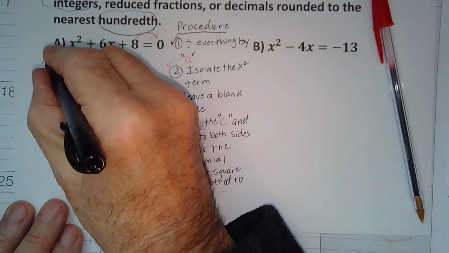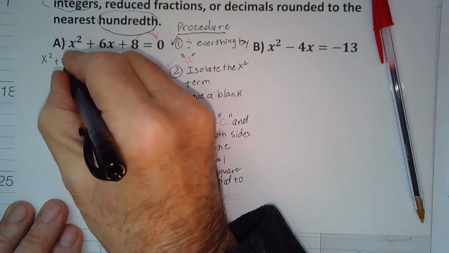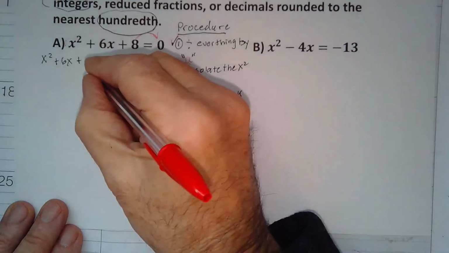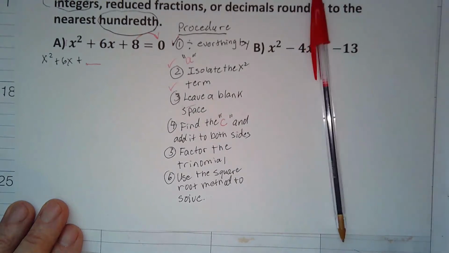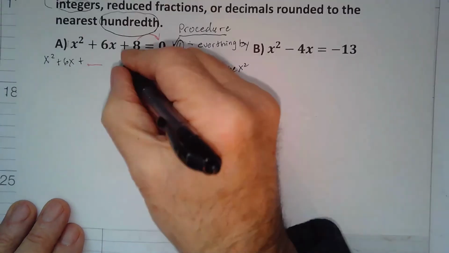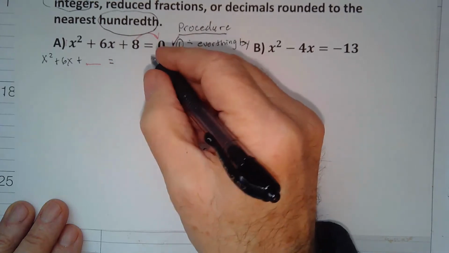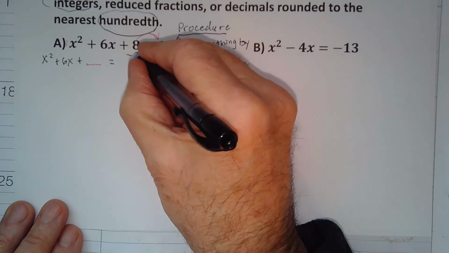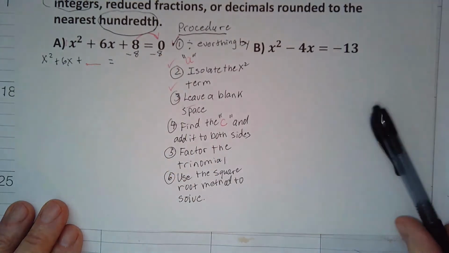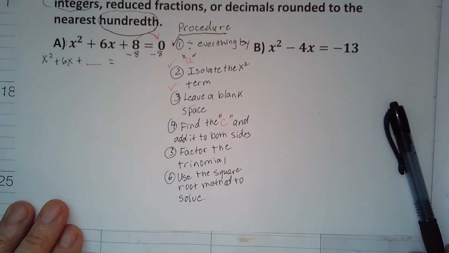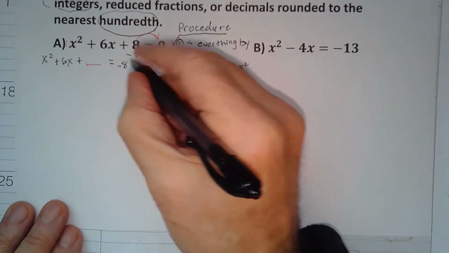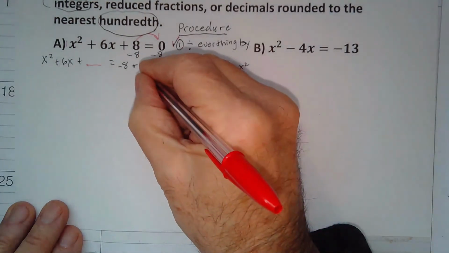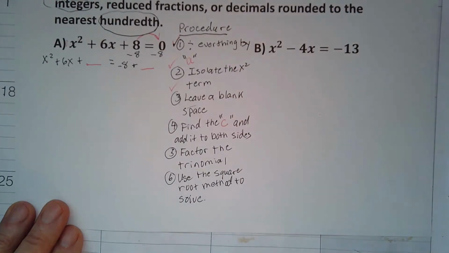So we're going to have x squared plus 6x plus, and then we're going to put a little space in here. Okay? Plus, and then that equals, and then it's going to equal, now here, if we moved this, we had to subtract 8 from both sides. So we do that, this is going to be -8, right? -8 plus, and then we're going to have another space. Okay? That's what we're going to do.